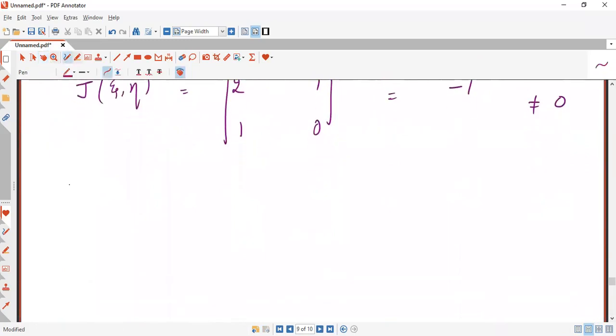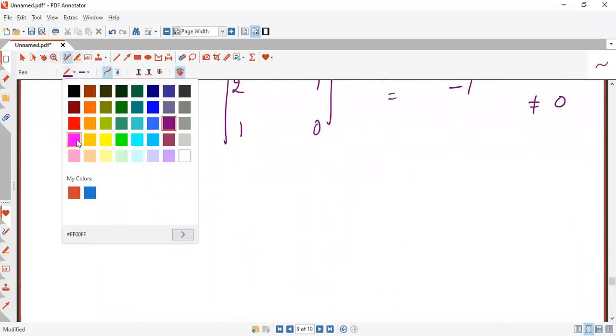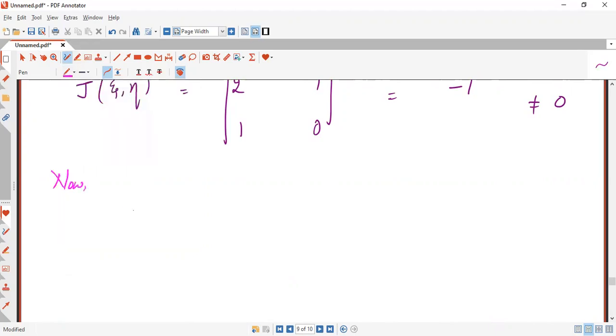So now, ux is what? u xi into xi x, I can write it like this, or u eta into eta x. What does this mean? Del u by del xi into del xi by del x plus del u by del eta into del eta by del x. U xi, I know xi x is the value 2, plus u eta, I know eta x is the value 1. Am I right?